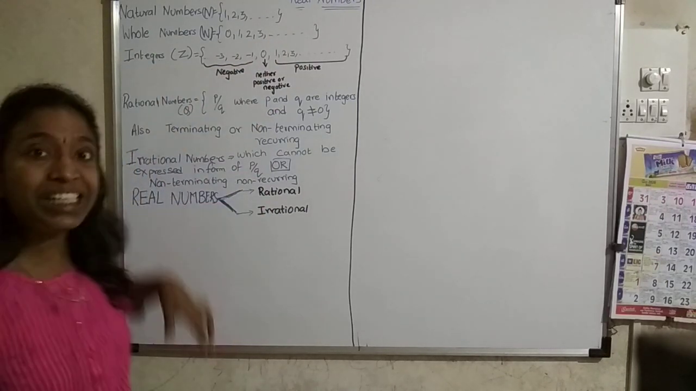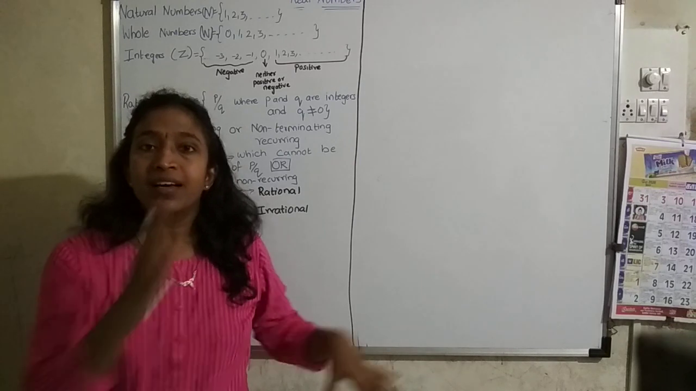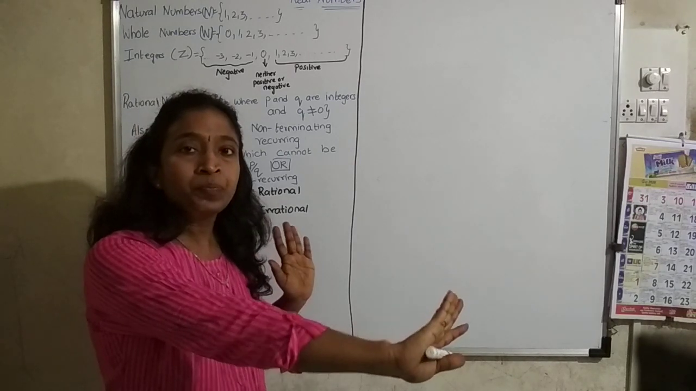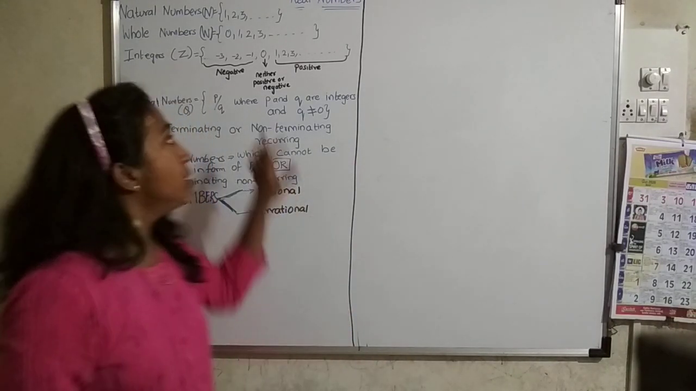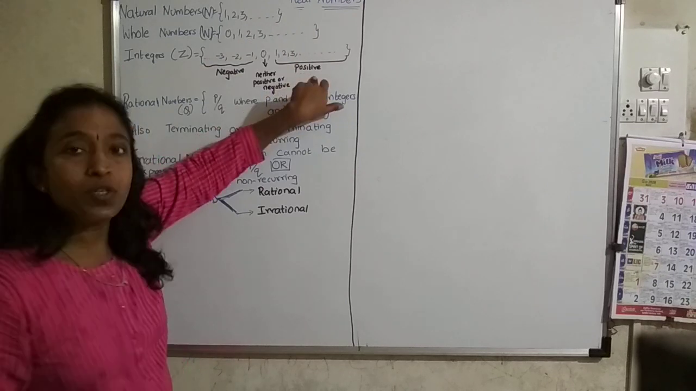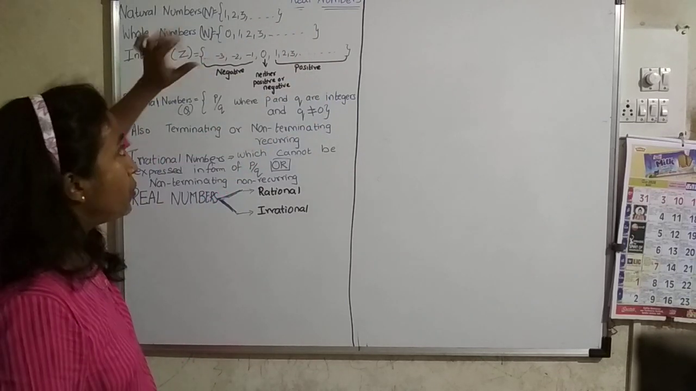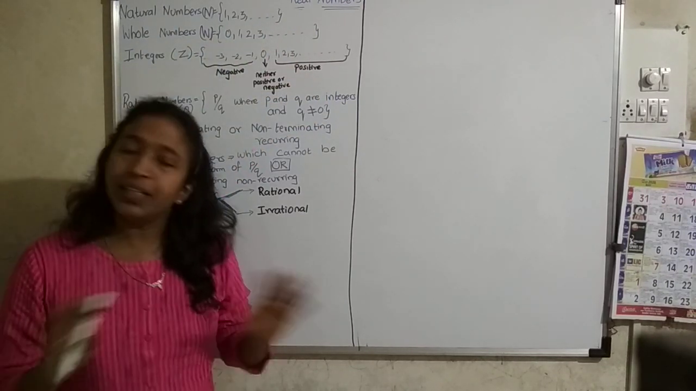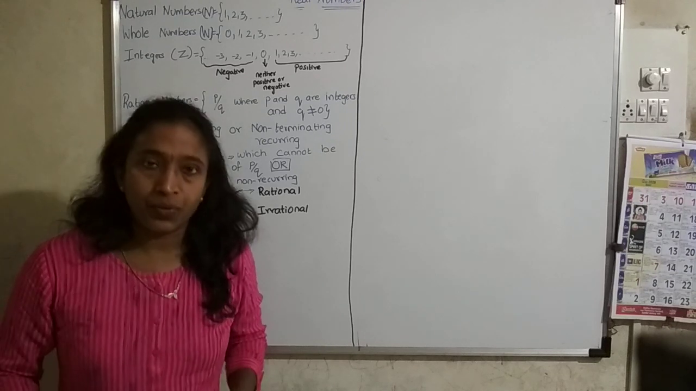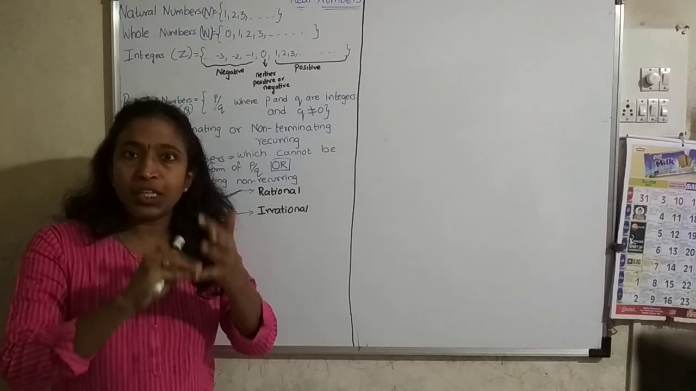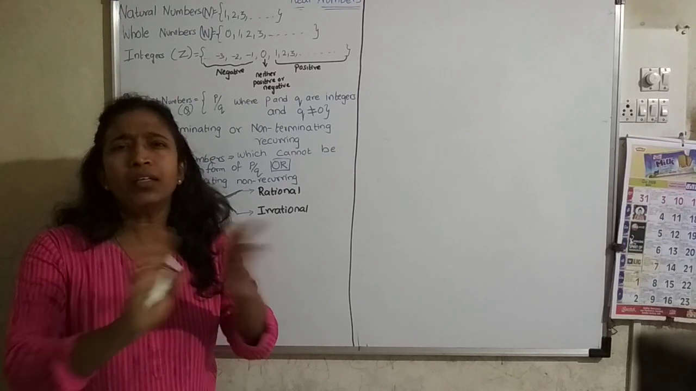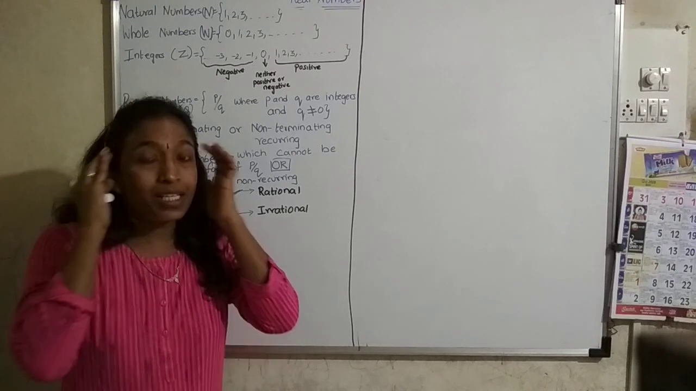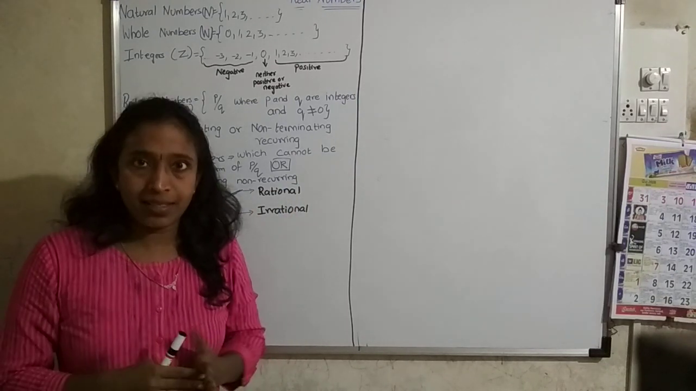Next we have integers. Integers mean the number line: on the right side all the positive numbers, and 0, and then the negatives. The positive set of numbers is called positive integers. These are negative integers, and 0 is neither positive nor negative. So in short, we can say natural, whole and integers are the numbers without decimal. It is quick to remember.